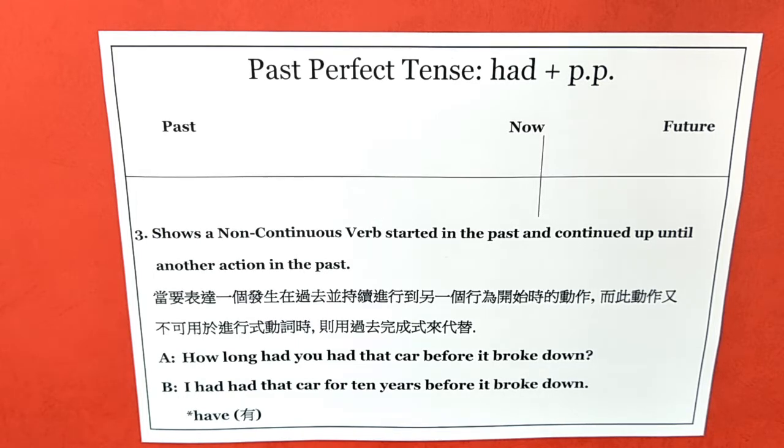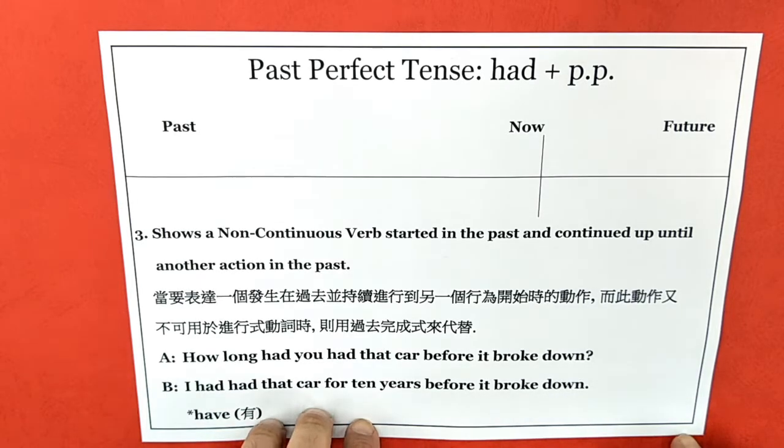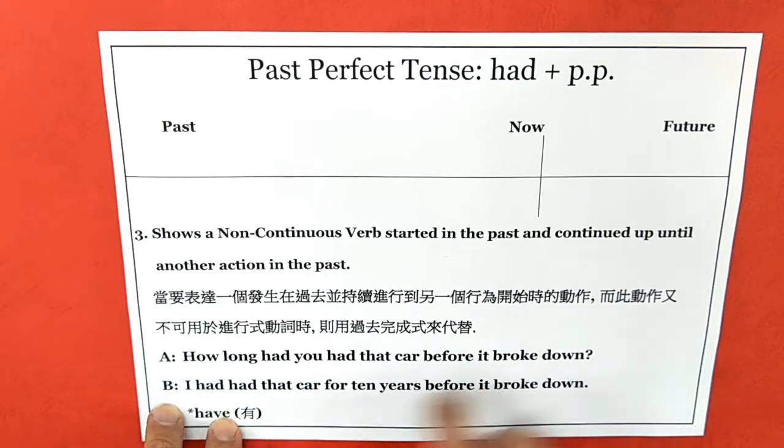We do not say I am loving you. We say I love you. These are examples of non-continuous verbs. You cannot have a progressive verb on that verb. You can't have the ing on that verb. All right. So again, we have a non-continuous verb started in the past and continued up until another action in the past. All right. So let's look at this sentence.